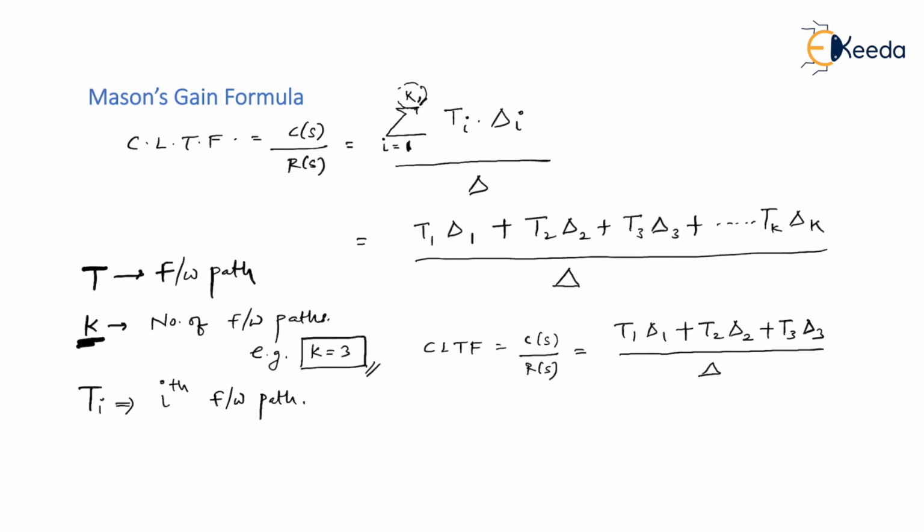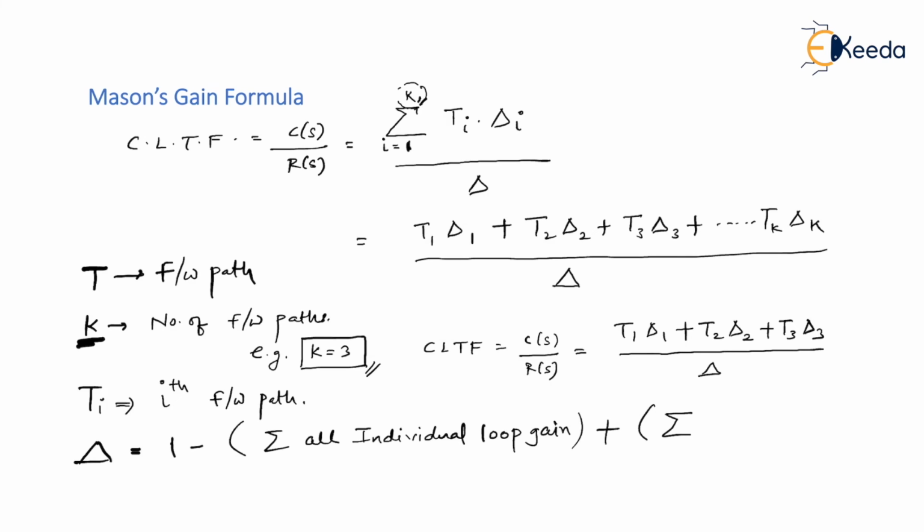Let us understand what is meant by delta. So this delta is your denominator. Delta has one formula, so I'll just write it over here. It is 1 minus the sum of all individual loop gains, plus the summation of gain products of two non-touching loops, minus the summation of gain products of three non-touching loops.